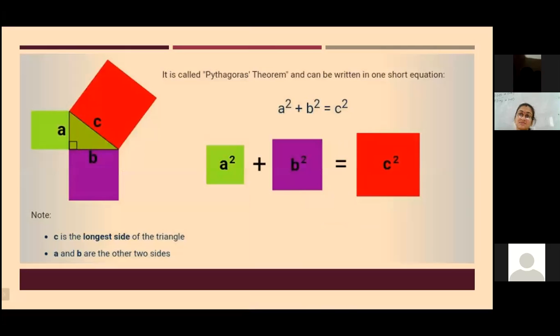Now let's visualize what we have just read. We have just read that c square will be equal to the sum of a square and b square. So this is nothing but Pythagoras theorem and can be written in a short equation, that is a square plus b square is equal to c square. C is the longest side of the triangle and a and b are the other two sides.